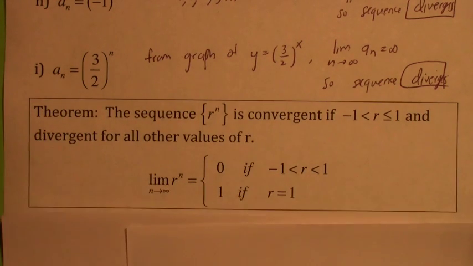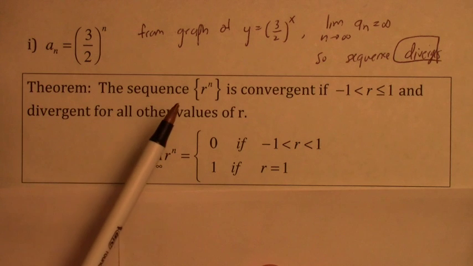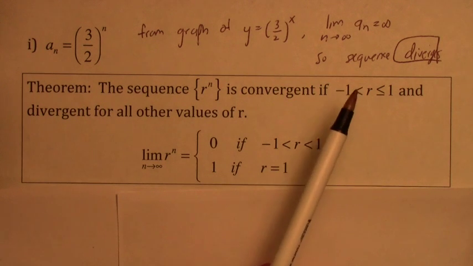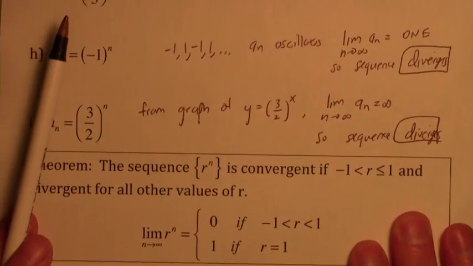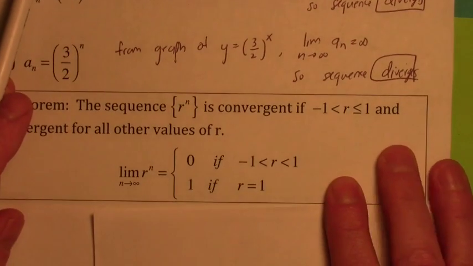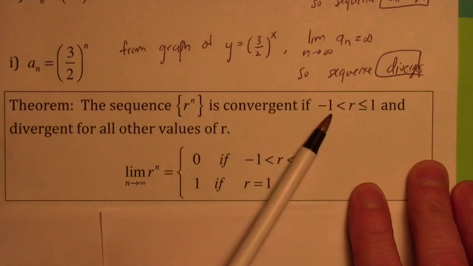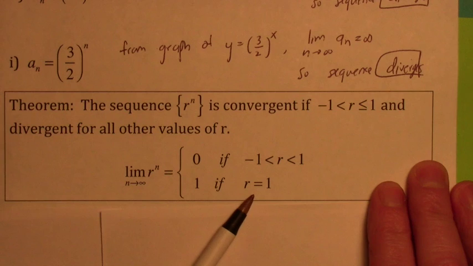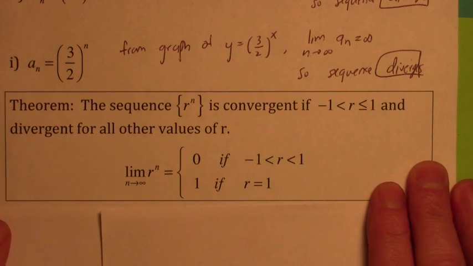So this is a very important theorem we're going to use next section when we talk about infinite series. When you have a sequence of this form, a number r to the nth power, as long as r is between -1 and 1, it converges. If r equals -1, it diverges. We just showed that. And if r equals 1, it converges to 1. If r is any other value, it diverges. In fact, if r is between -1 and 1, it converges to 0, and if r equals 1, it converges to 1. So this is a nice little theorem to use because sequences of this type come up quite a bit.